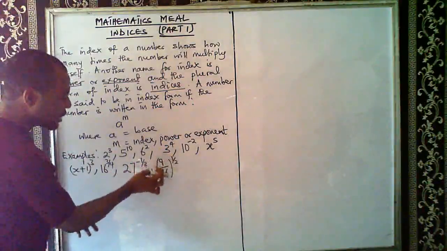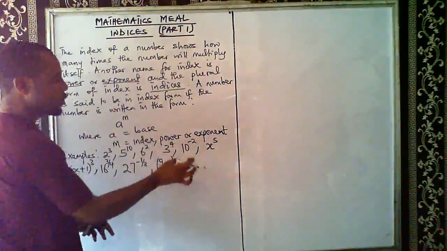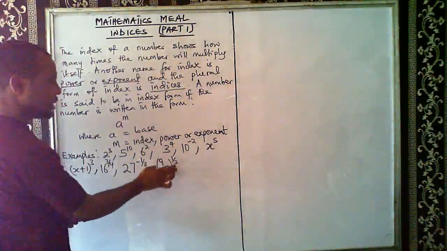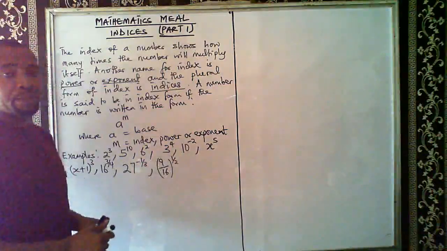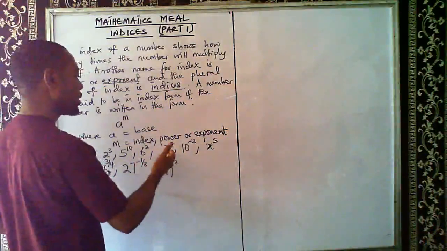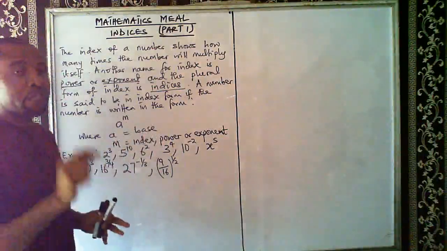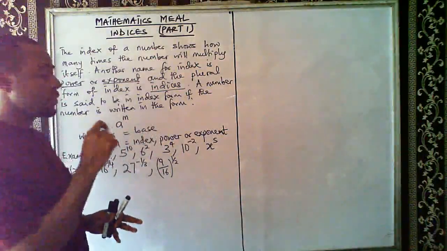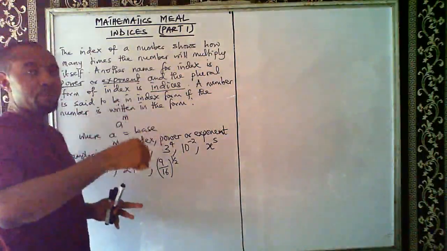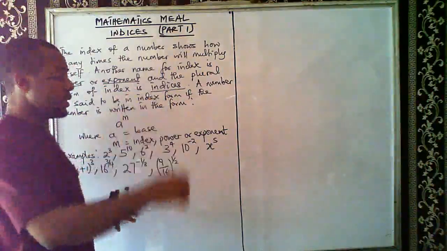So the whole of this, 9 over 16, is the what? Is the base. While 1 over 2 is the what? Is the power. So once numbers are in this form, in base and power form, that number is said to be in what? In index form. And remember, we say that the index of a number shows us how many times the number will multiply itself.